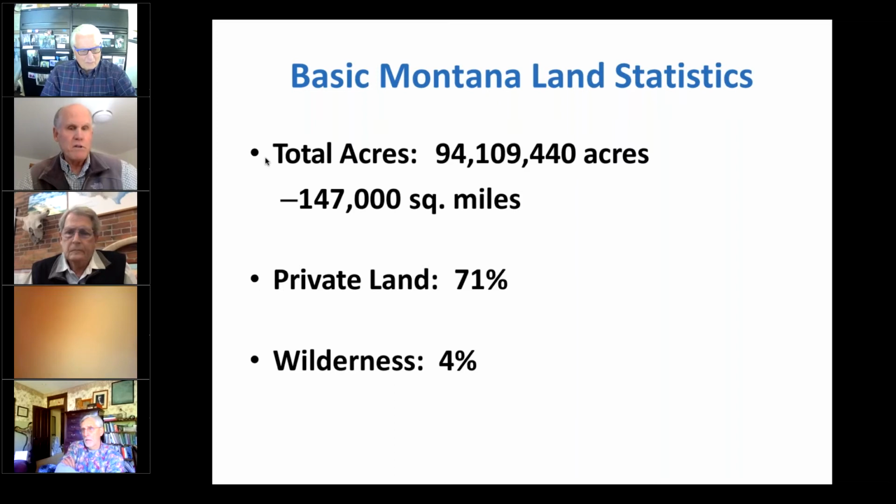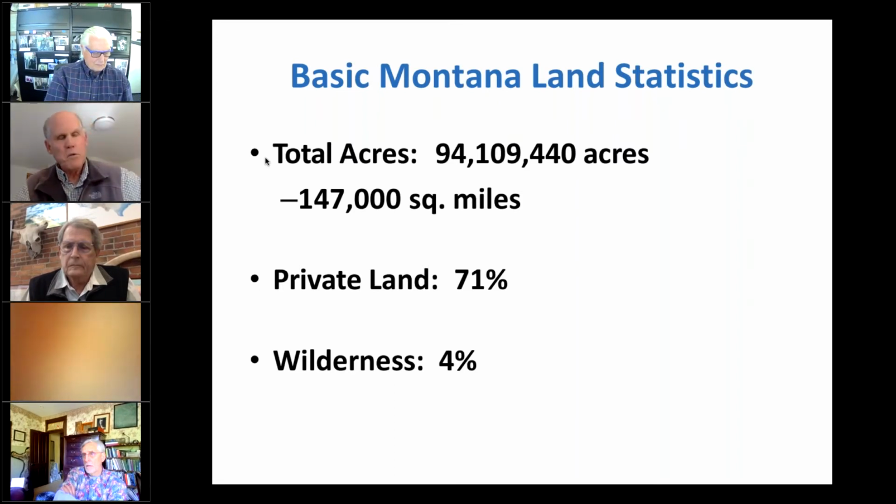71% of the state is privately owned, and only 4% of it is wilderness. Well, I'm getting ahead of myself with a punchline here, but in terms of land conservation projects that have been done in the state, we're now at about 6% additional conserved land. So quite a bit more than wilderness, we now have private land and lands that have changed status. It's a rather remarkable picture.